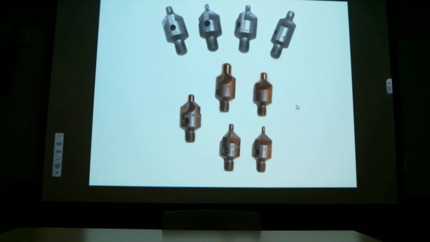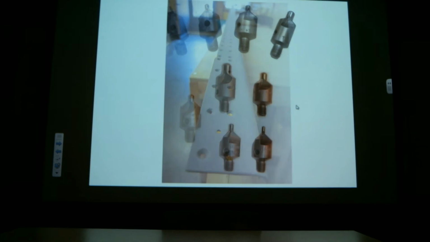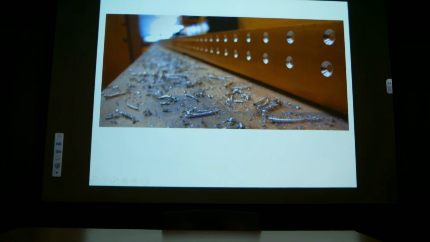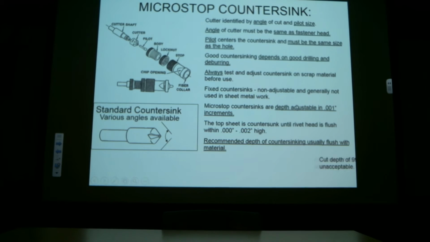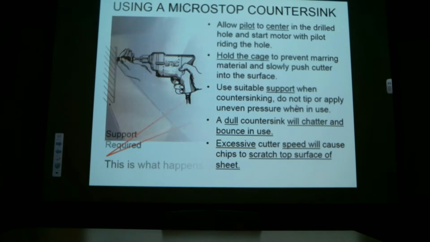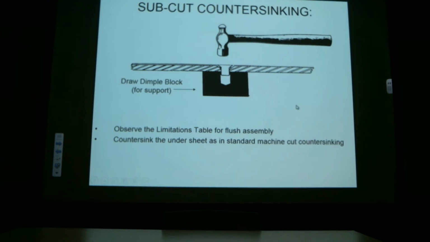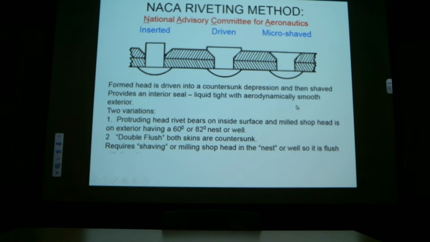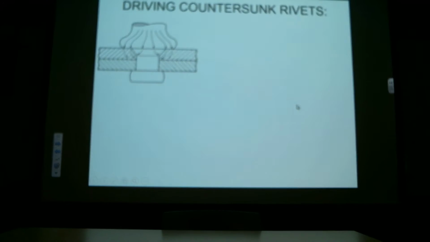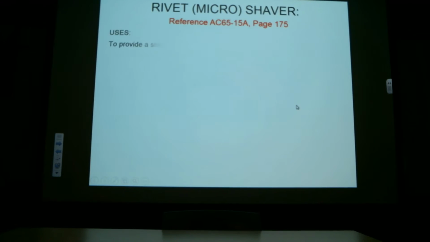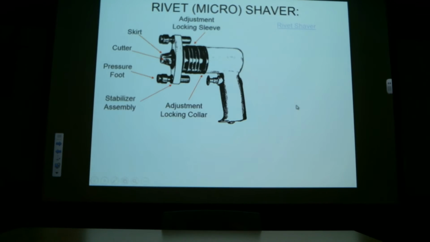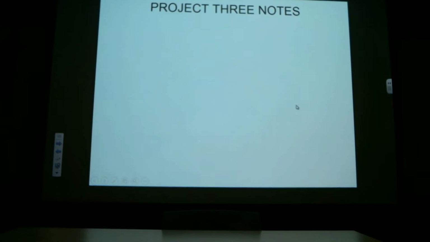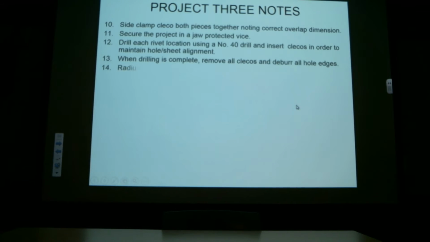Microstop countersink cutters, microstop countersinks. I think you know how that works. Subcut countersinking, NAS riveting. Microshaving, crown flush rivets, bowing rivets, Briles rivets. Some of these things are hard to see. Project 3.